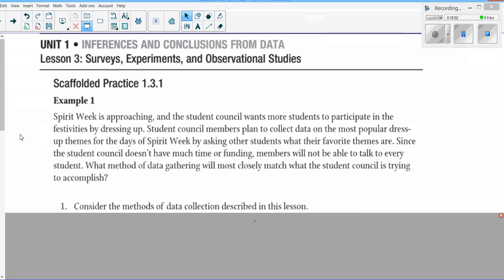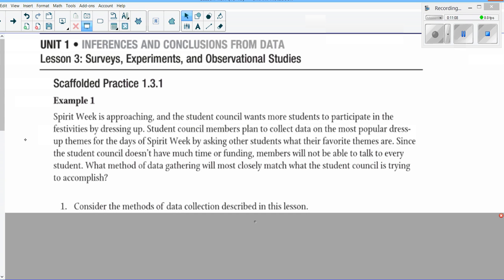Okay, so they're not talking to the entire population. It also says that funding comes into play, that they can't give them any incentives for giving their feedback either. What method of data gathering will most closely match what the Student Council is trying to accomplish?